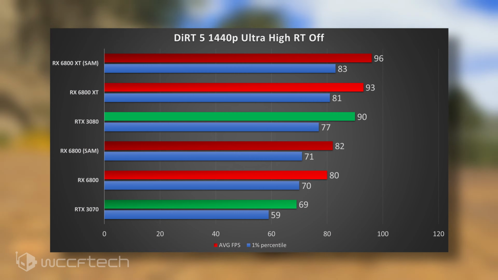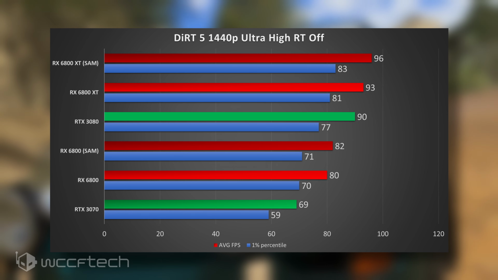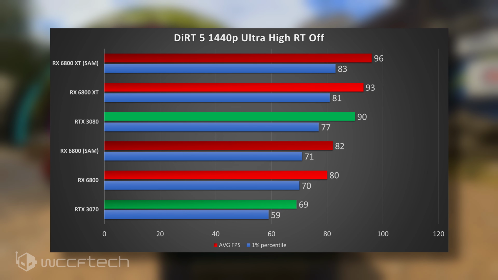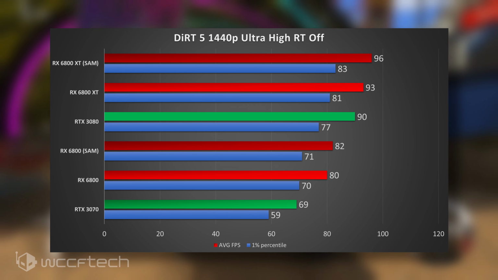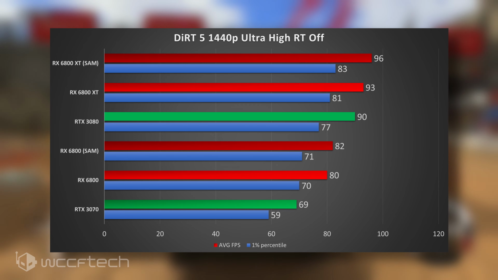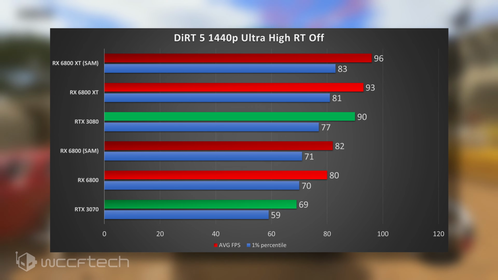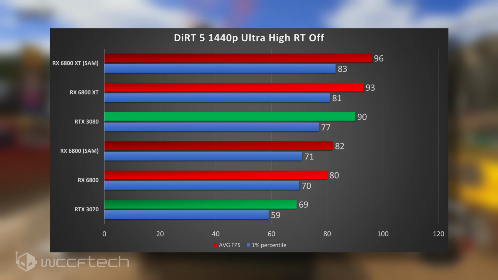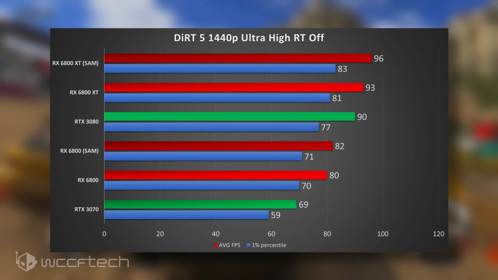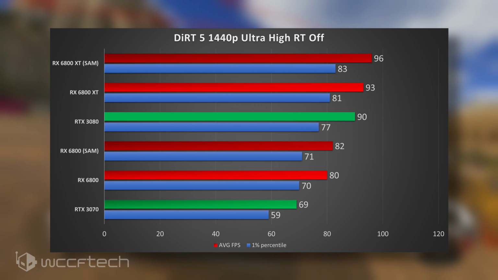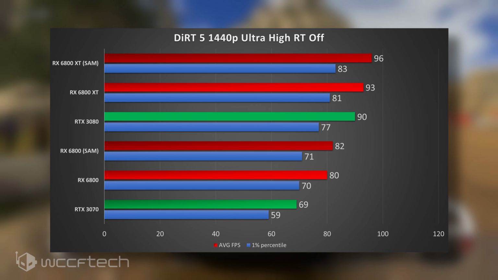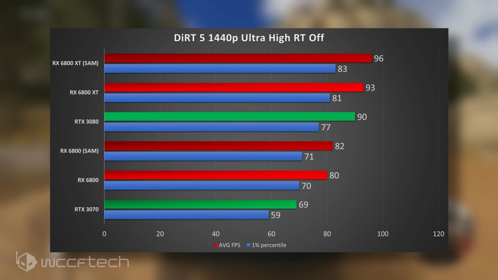Now, the results. Let's talk about those. Straight up 1440p, boom, there we have it. Very good performance from the Red team without ray tracing. Notice that the first results that we're seeing here is no ray tracing. So with ray tracing turned off, we see very good solid performance from the 6800 series, especially when smart access memory is enabled. They're doing very, very well.